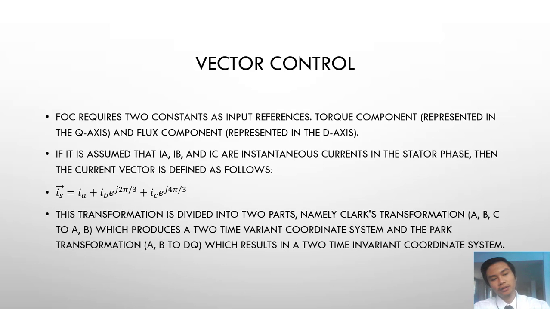Okay, vector control. Vector control, or FOC, requires constant input reference: the torque component represented on the q-axis and the flux component represented on the d-axis. This transformation is divided into two parts, namely the Clarke transformation, ABC to alpha-beta, which produces a two-time variant coordinate system, and the Park transformation, alpha-beta to dq, which results in a two-time invariant coordinate system.